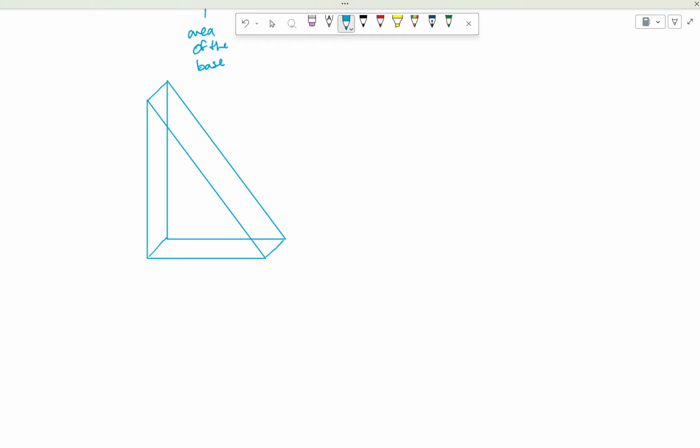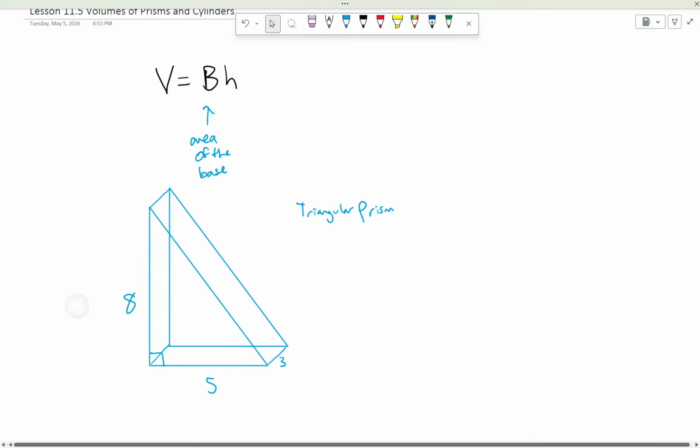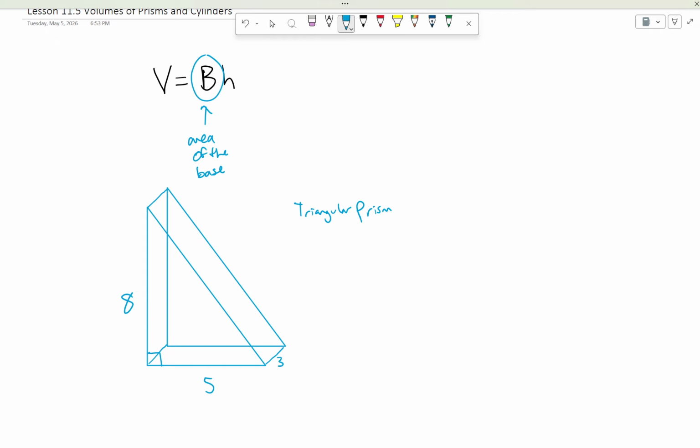It's pretty cool. I'm going to make this guy a right triangle. In fact, make that little right angle smaller just so we can see what's going on here. All right. This length is 8. This length is 3. I'm sorry, this length is 5. And this length is 3. And again, this is what's called a triangular prism. Now, it's a prism because we define the prism by the base.